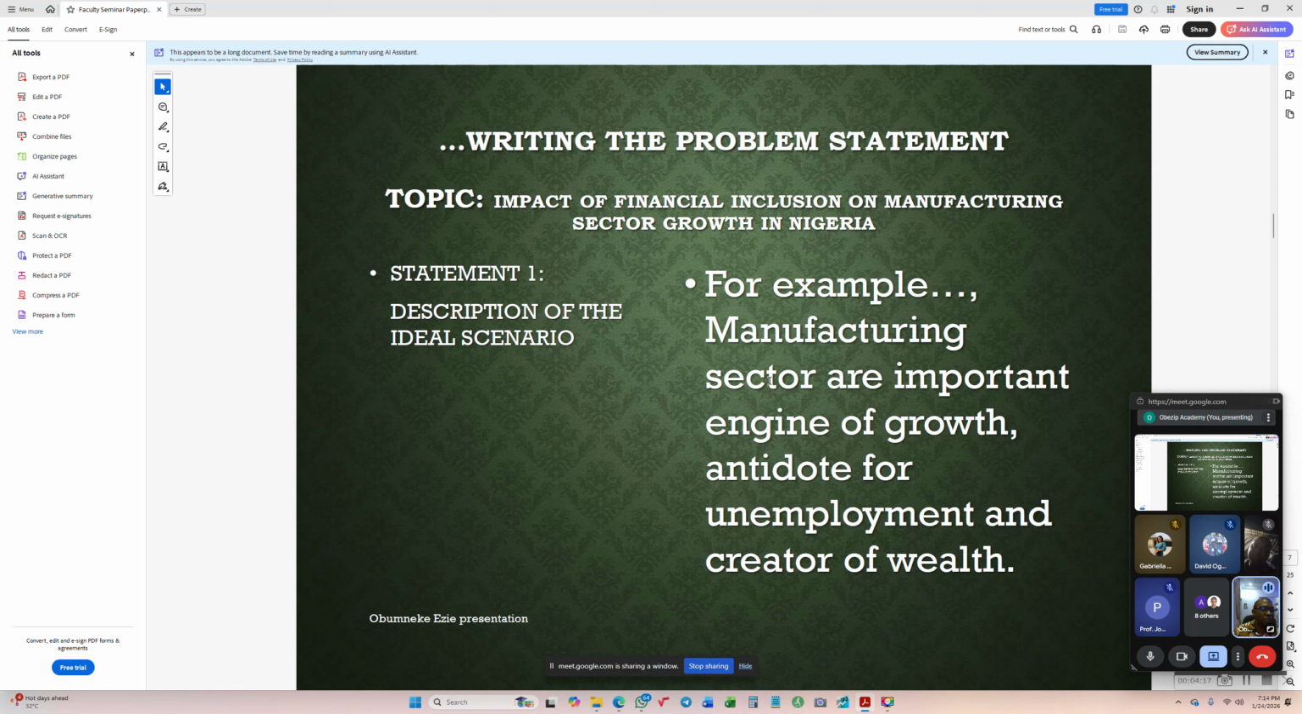Now, we need to describe the ideal scenario of where we expect the manufacturing sector to be. We should all be on the same page that the manufacturing sector should be an important engine of growth and an antidote for unemployment that creates wealth. This is a sector that we expect to perform these functions.